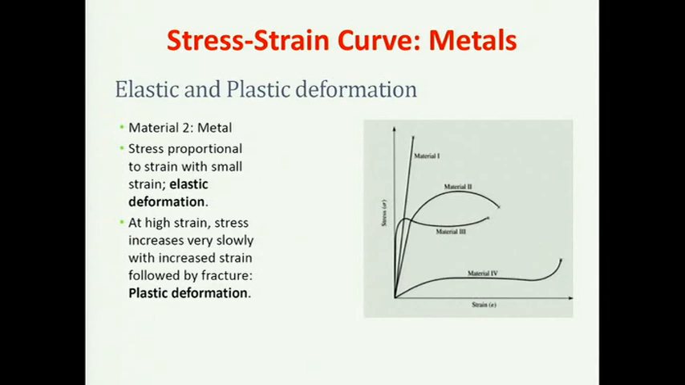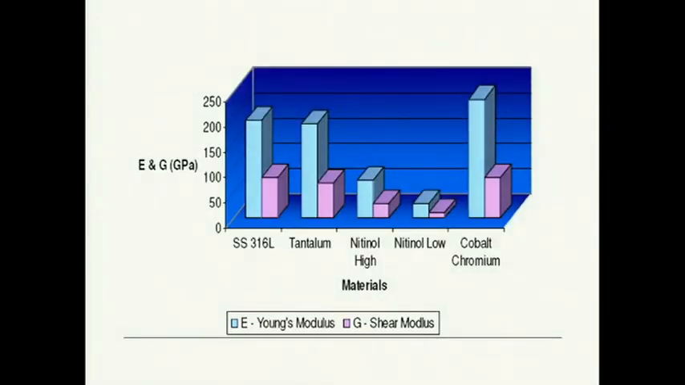And in the metals, stress is proportional to strain up to a certain point, and then they can deform, which gives us the plastic deformation. So stress increases very slowly with increased strain, followed by fracture in metals. So if we compare the metals, Young's modulus gives us the stiffness. You can say NiTis are lower, and tantalums or stainless steel or cobalt chromium alloys are higher in stiffness, so they can carry more load.